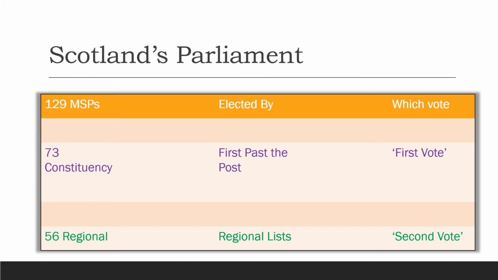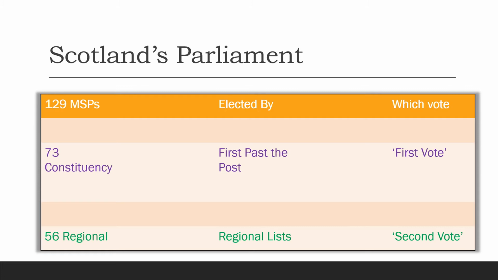When you vote in a Scottish election, you get two votes. People refer to the constituency vote as the first vote, and the regional vote as the second vote. The regional vote elects 56 regional MSPs on the regional list system. Now, for actual parliamentarians, it doesn't matter if you're a constituency or regional MSP, you have the exact same power. But in terms of how you get elected, we elect 73 via constituencies and we elect 56 via regions.